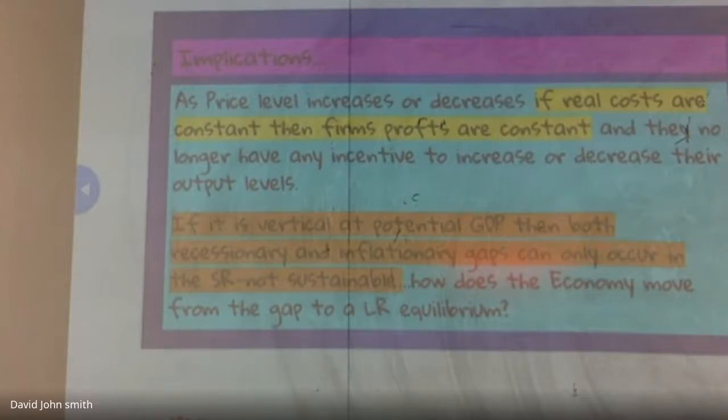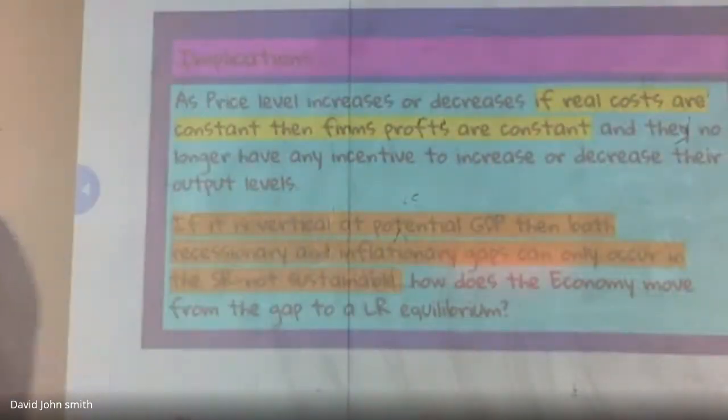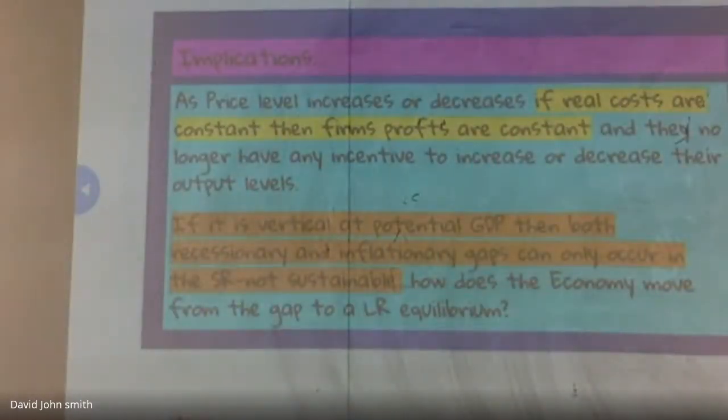Yes. Yes. The LRAS curve, the straight line, is basically to represent potential GDP. Yes. Okay, so it's also basically the constant line of the business cycle. Yes.